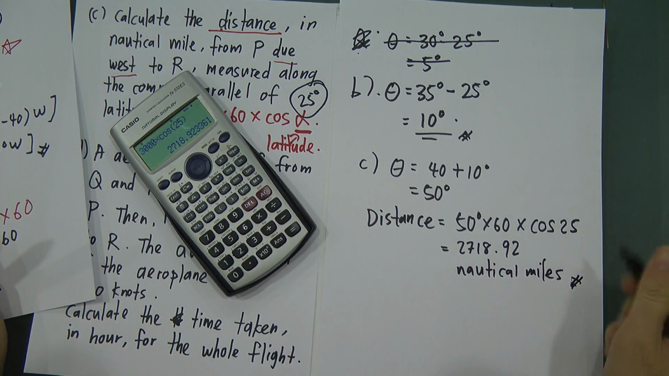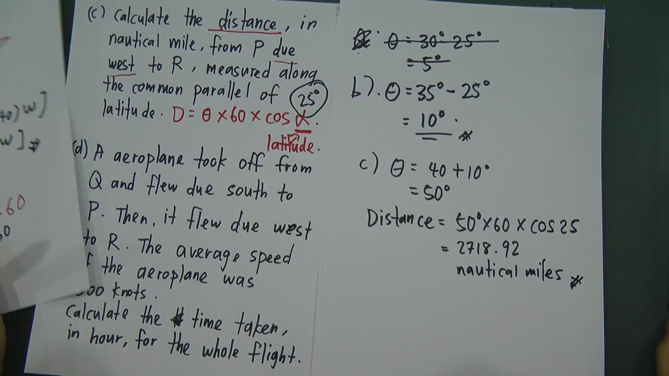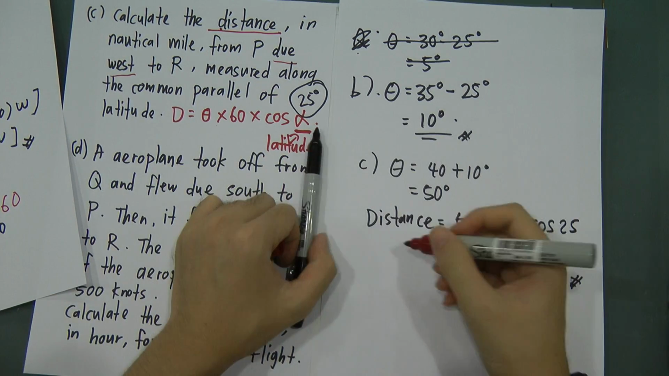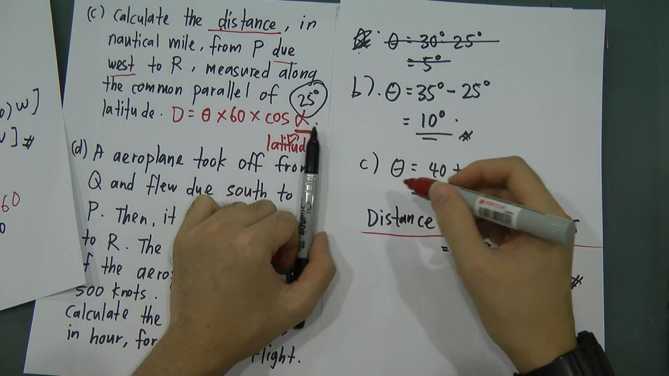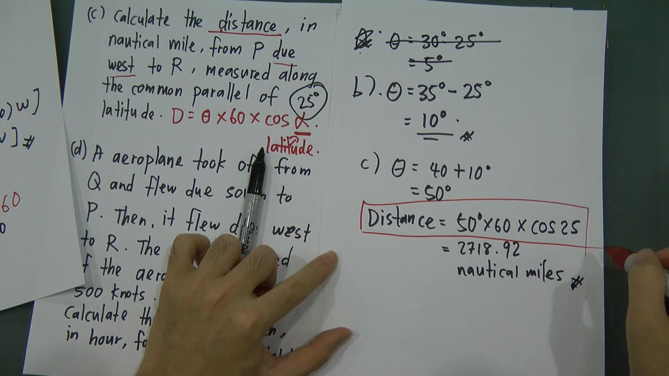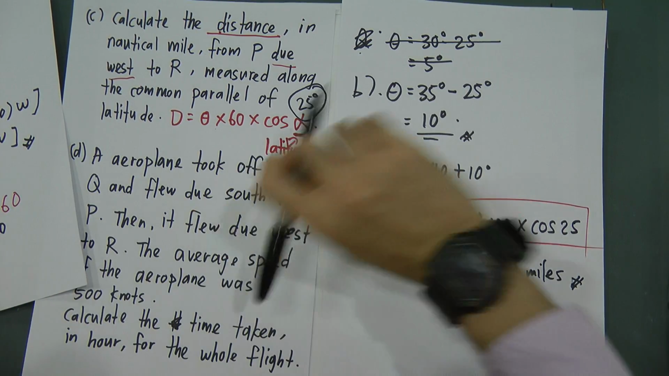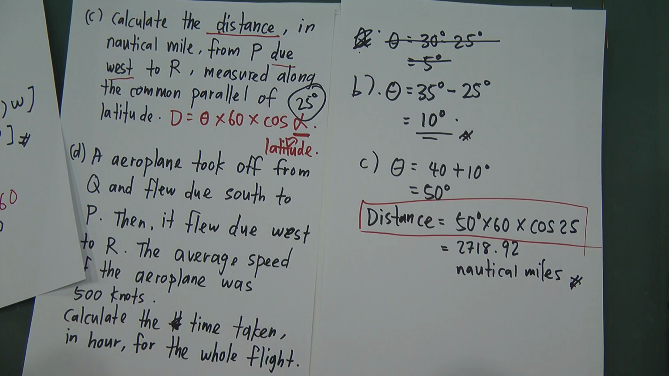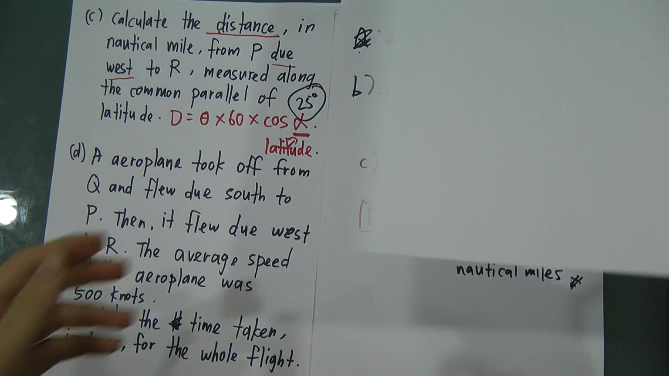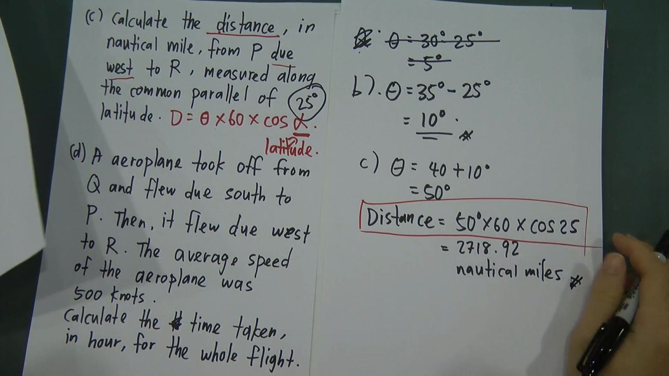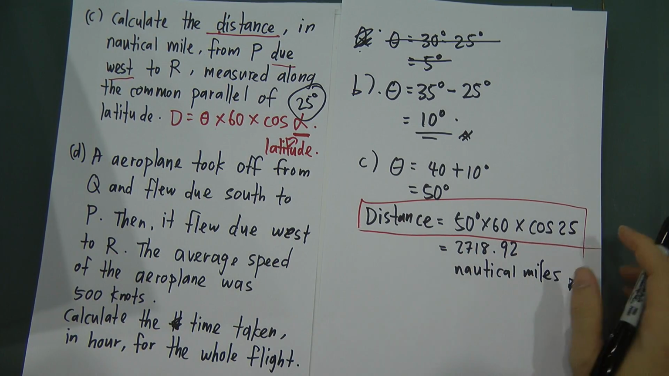Alright, then you got this one. I think you will get another 4 marks for this one. So over here you must memorize this formula. Be careful, this formula is not given in the exam, so you have to memorize it by yourself. If you can understand this one, we go to the last part of this question. So this is the distance, 2718.92.